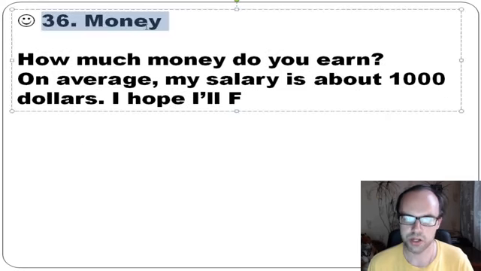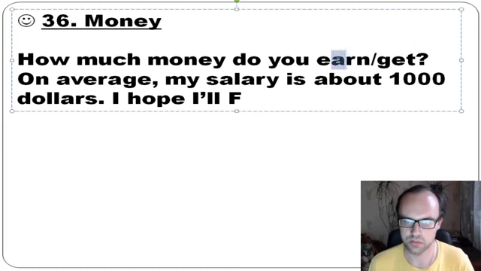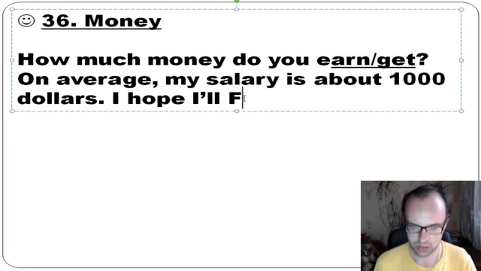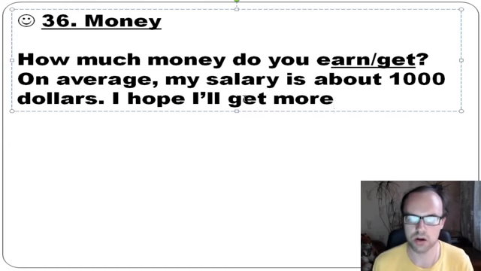Money. How much money do you earn? Or how much money do you get? On average, my salary is about $1,000. Okay? So I hope I'll get more, or I'll earn more.